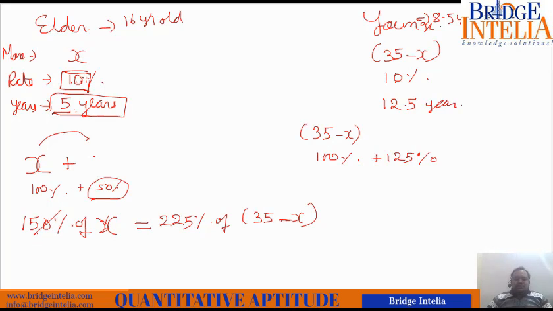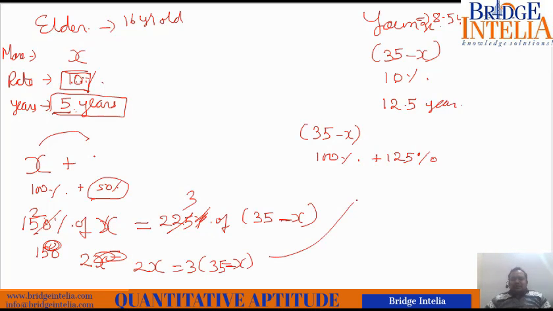150 and 225 are both multiples of 75. So effectively, 2X is equal to 3 times, because the percentage will also cancel. Percentage is like dividing by 100, so both sides are divided by 100. So why write all those things? Why not simply cancel? So you can say 2X is equal to 3 into 35 minus X.